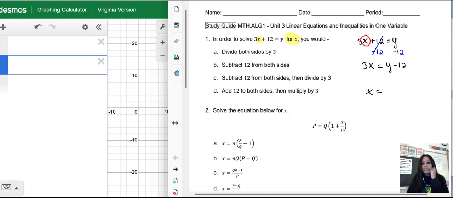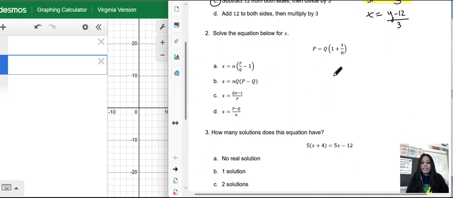And then my last step in solving for x is dividing by 3 on both sides. So I have x equals y minus 12 over 3. I'll just leave it like that. So in my answer choices, it's just basically asking me to describe what it is that we did. So the first thing we did was subtract 12 on both sides, and then divide by 3, okay? And that's it.